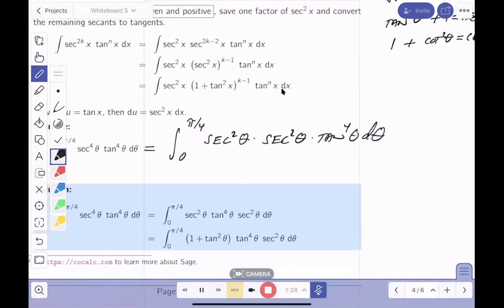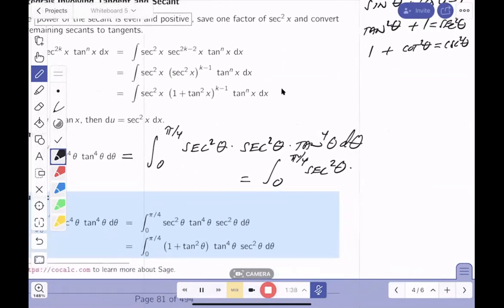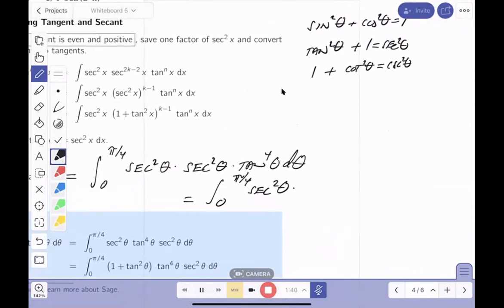All right, let's see if we can do that now. So you're going to get the integral from 0 to pi over 4 of secant squared theta. And then I'm going to write down what secant squared is now. What is that? Well, that's tangent squared theta plus 1, right?